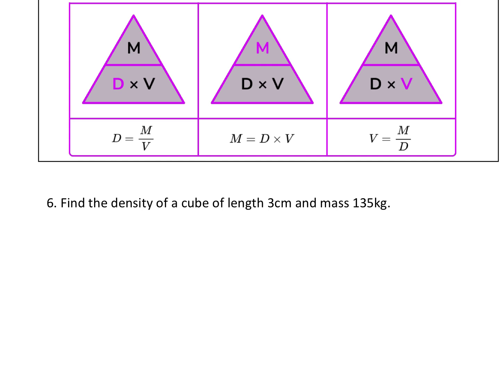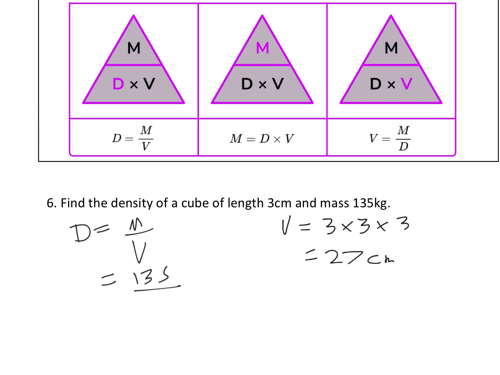In question 6, we have to find the density of a cube of length 3 centimeters and mass 135 kilograms. To find density, it is mass divided by volume. The mass is 135. Unfortunately, we're not given the volume. We're given the length of the cube. If a cube is of length 3 centimeters, its volume would be multiplying the dimensions together. Its length would be 3, its width would be 3, and its height would be 3. So its volume would be 27 centimeters cubed. And we can fill that in for V.